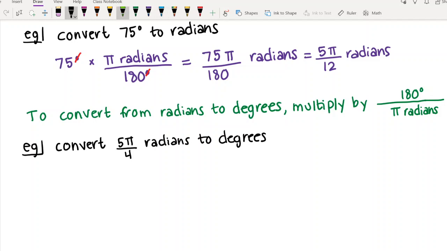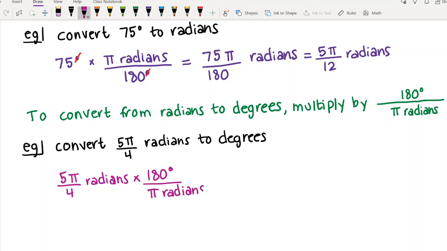So how do we do this? Same idea as above, but now we're multiplying the other way. So we're going to take 5 pi over 4 radians, and we're going to multiply that by 180 degrees over pi radians. So the radians are going to cancel out, and the pi is also going to cancel out. And so we're going to be left with 5 times 180 degrees over 4, which simplifies to 225 degrees.